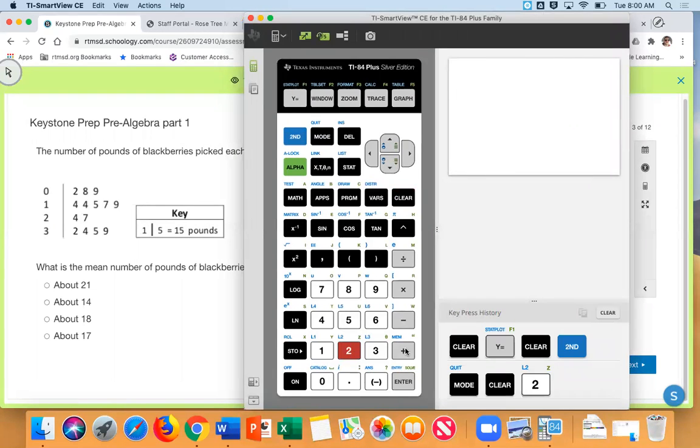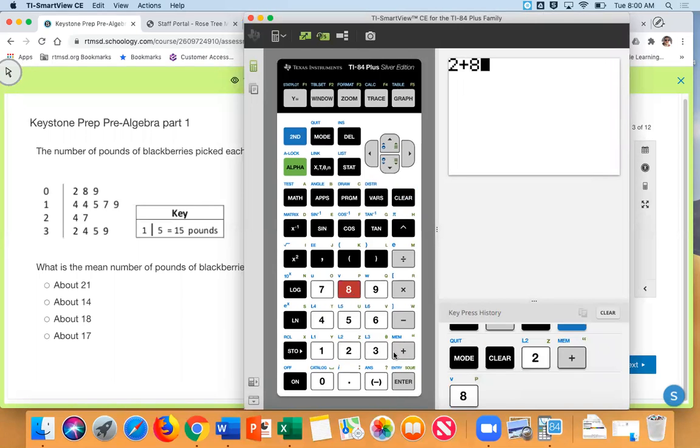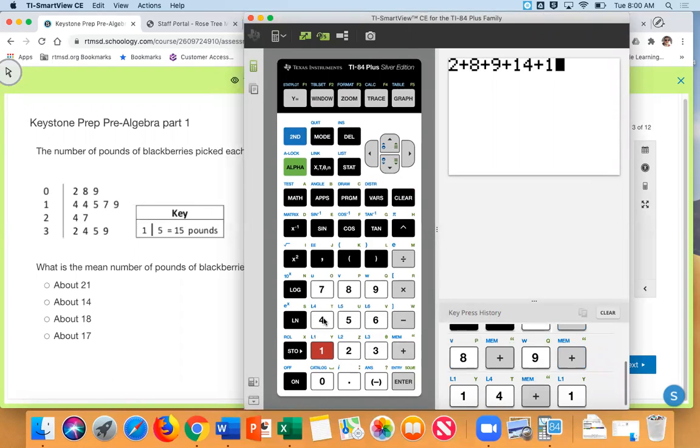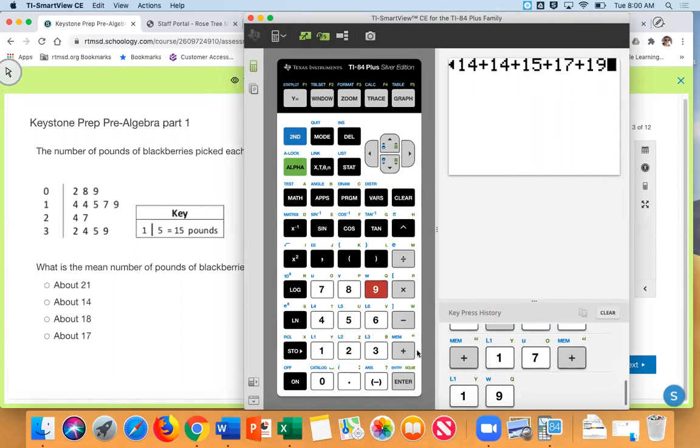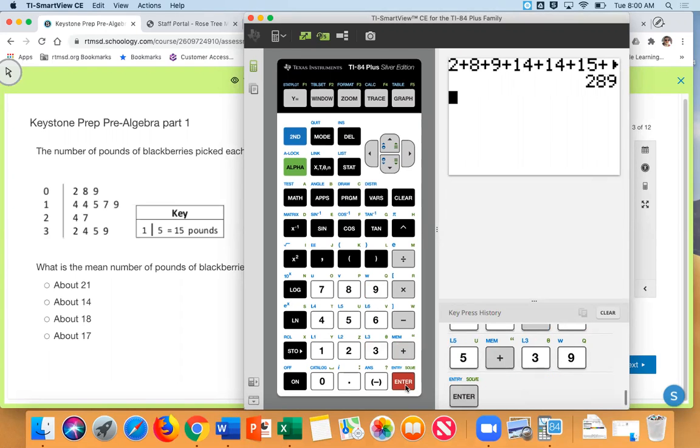All right, so everybody just add up 2 plus 8 plus 9 plus 14 plus 14 plus 15 plus 17 plus 19. And I'm going to keep reading these out loud because I like hearing myself talk. Plus 24 plus 27 plus 32 plus 34 plus 35 plus 39. Did everybody get 289?